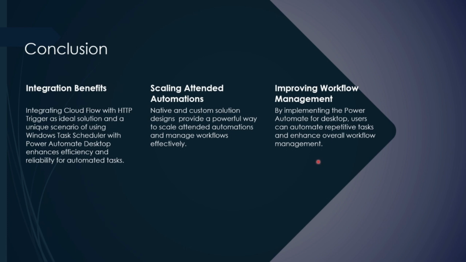Okay, now we have come to the conclusion of this tutorial. In this video, we have seen two different mechanisms of scaling your attended automations. One is the ideal and recommended way, which is to leverage cloud flow with desktop flow. And given the constraint of keeping everything local and not having the ability to invoke HTTP calls, you can use the Windows Task Scheduler to enhance your automation runs and then scale them.